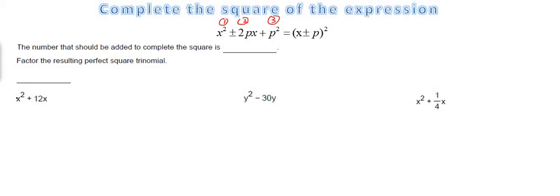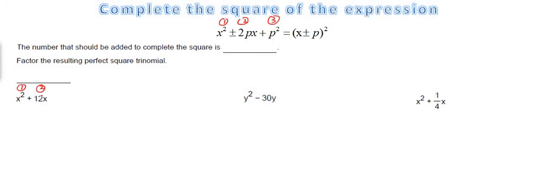The first example, x squared plus 12x. It's very clear we can see that's the first term, and that's the second term. We need the third term, p squared. So the first term is equivalent, right? x squared here is x squared. Now let's take a look at the second term.